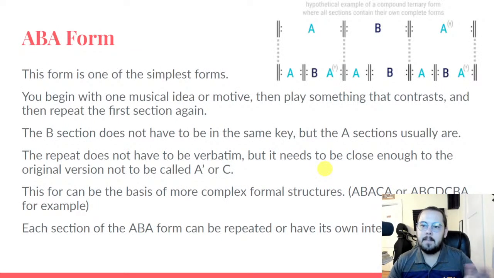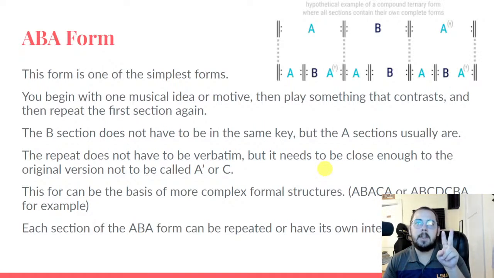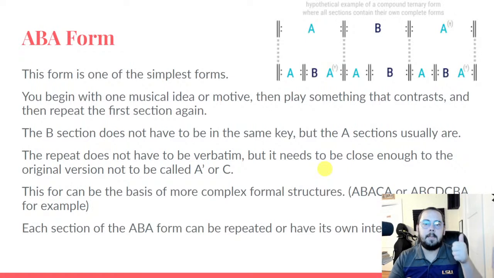So I should say the simplest form would be just A, and so on, where we're just repeating the same musical idea over and over again. This one I'm going to show you here is more complicated than that, but it's probably the simplest one to think of, where you have one musical idea, a different musical idea, and then you repeat the beginning musical idea. So again, you just have something, a contrasting section, the same first something again, and that's essentially it.